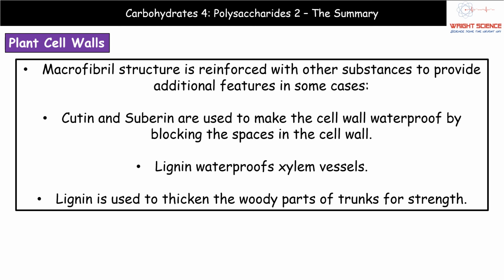We also have these other two chemicals that you probably haven't heard about, chitin and suberin. Now, both of these are waterproofing agents, and the way that they waterproof the cell wall is by blocking the spaces in it. So ordinarily, we've got these little spaces that allow substances to cross the cell wall and therefore obviously makes the cell wall permeable. If we apply chitin and suberin, then it will block those spaces and therefore make that cell wall waterproof.